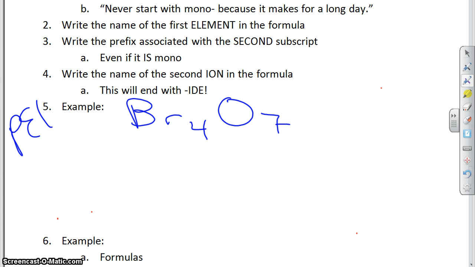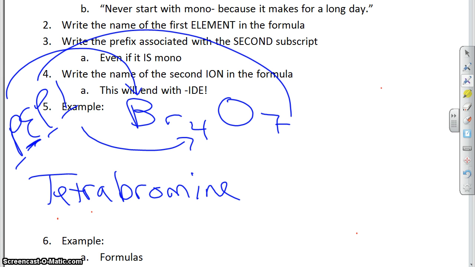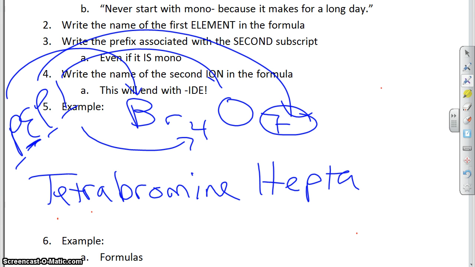PEPI, PEPI. Prefix, element, prefix, ion. So the first prefix goes with that. Prefix for 4 is tetra. Element name. So do we say bromine or bromide? Those are our choices. Well, the first one is element. It's bromine. Tetrabromine. Then the second prefix comes next. Tetrabromine. That's 7. What is the prefix for 7? It's hepta. And lastly we have that element is oxide.